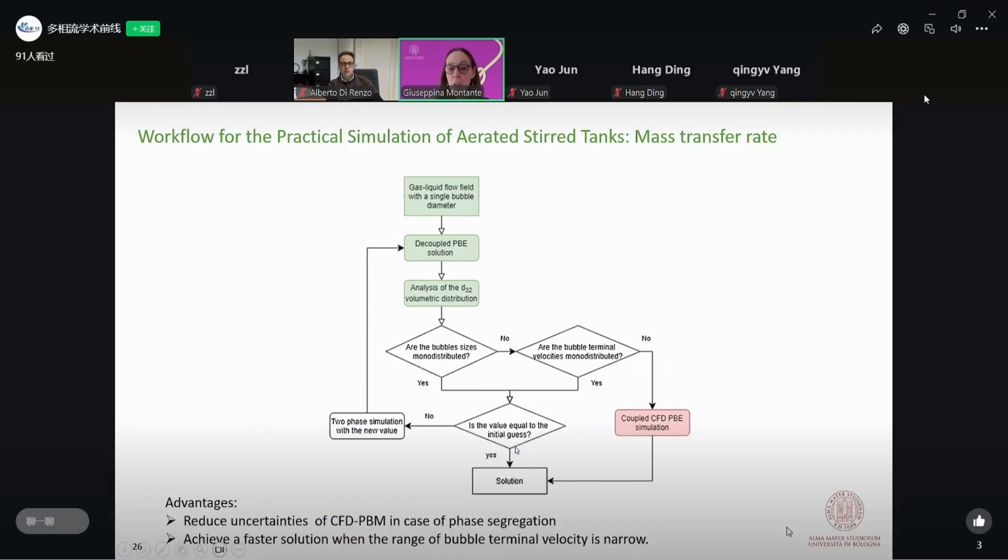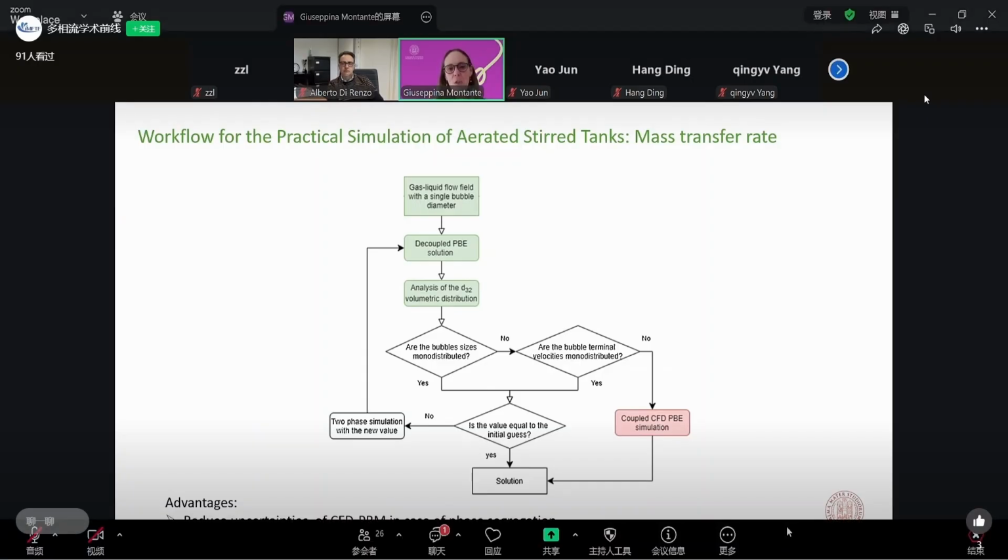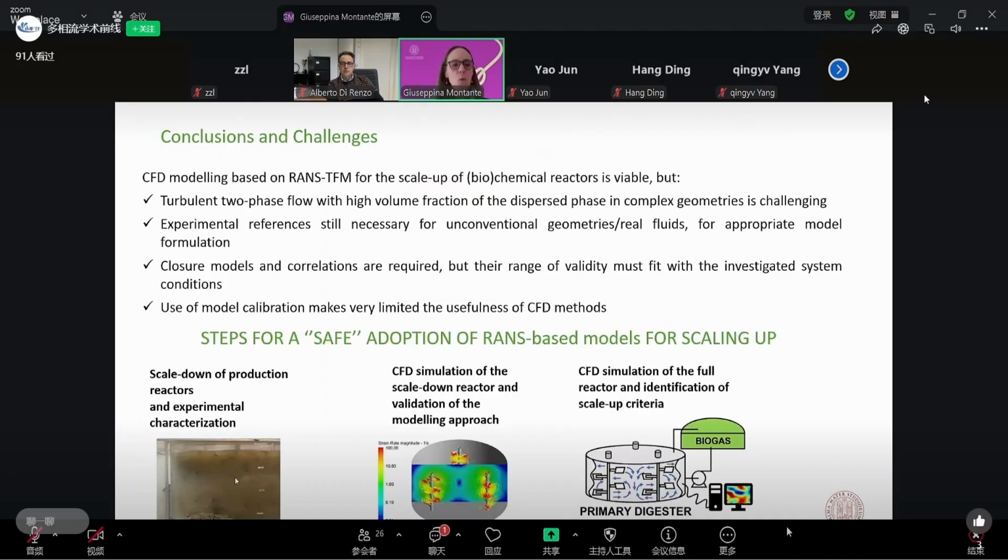So in this way, we can reduce the uncertainties in the direct coupling that makes problems when we have gas segregation, and at the same time, we can achieve a faster solution, because it's also important in the case of industrial application to limit the computational time. So this leads me to conclude this talk.